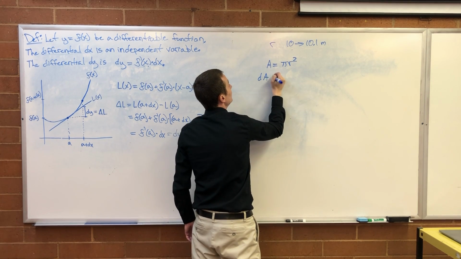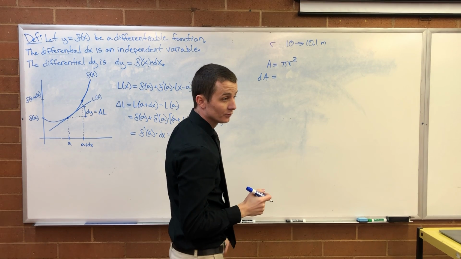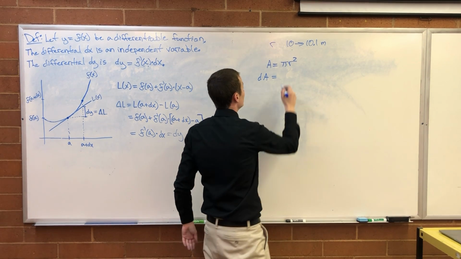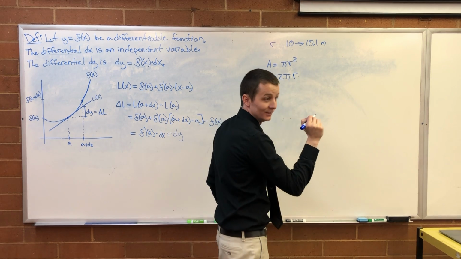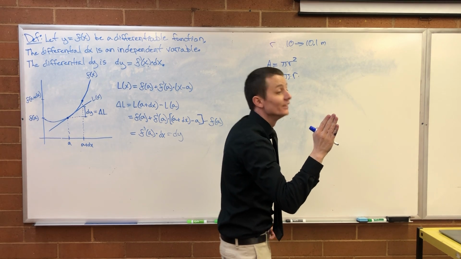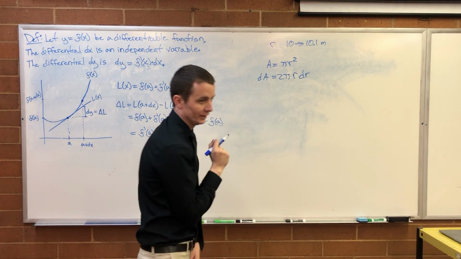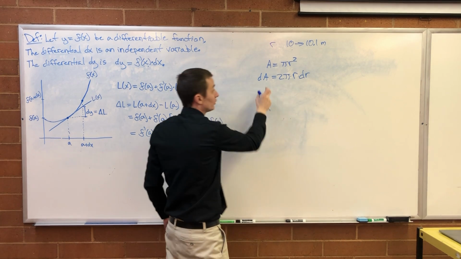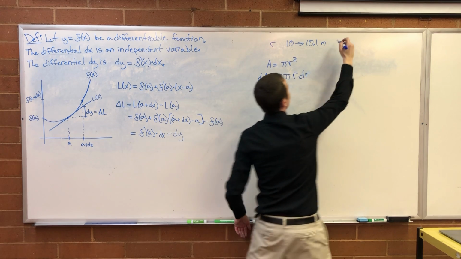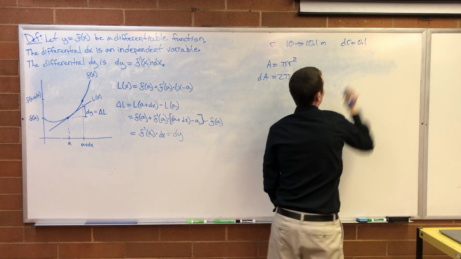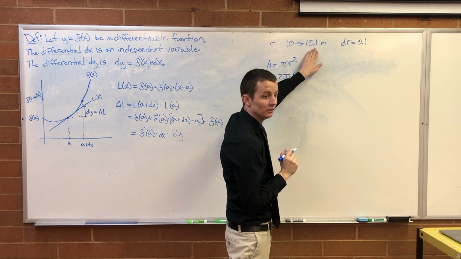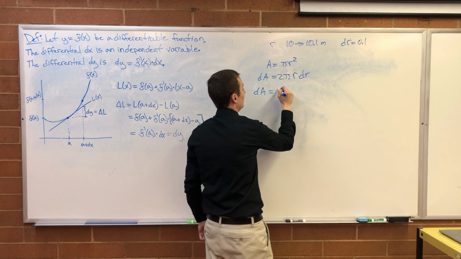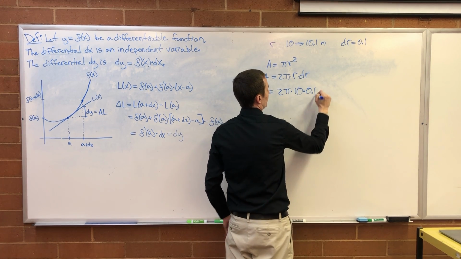So dA is equal to, r is going to be our independent variable here, so 2 pi r dr. R is our independent variable now. Now, this is our change in area. Our dr up here is equal to 0.1. That's our change in our radius, going from 10 to 10.1. So that's our dr, and our radius is 10. So the change in our area should be approximated by 2 pi times 10 times 0.1.